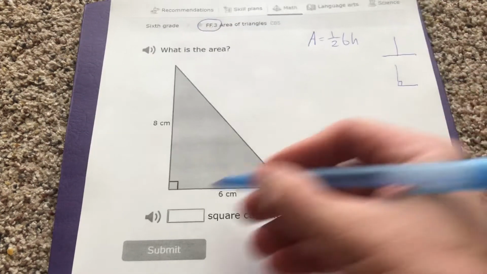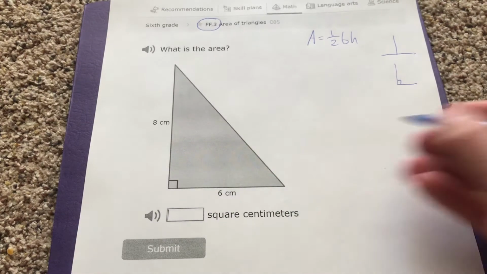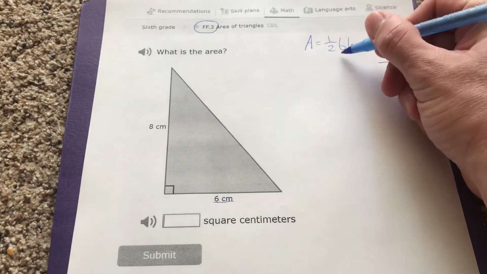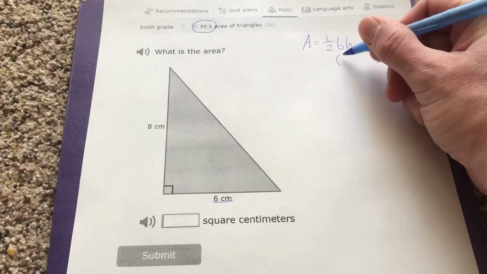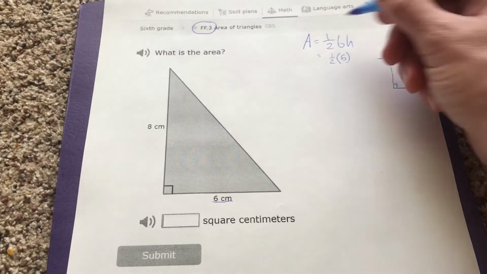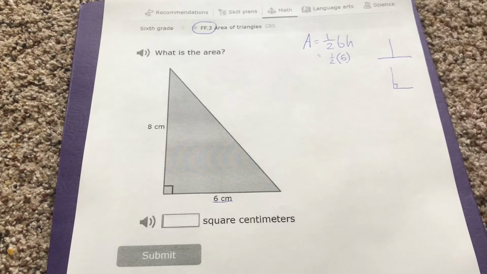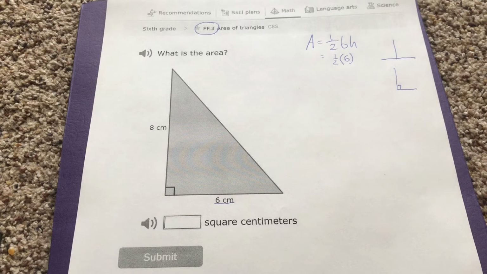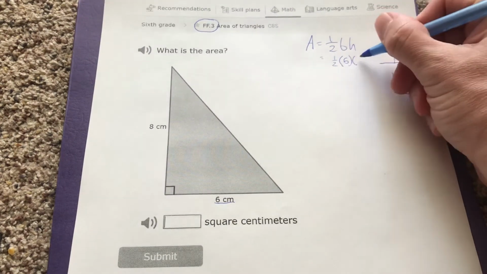So as you can see, we have that here. They even point that out. So our base, really simply, is this. That's our basement, in a way. And we can start to substitute that in. So I'll put a 6 in here for my base. Keep the 1/2. Right? Same 6, even though those look pretty similar. And then I've got the height is 8. So I'll put that in.